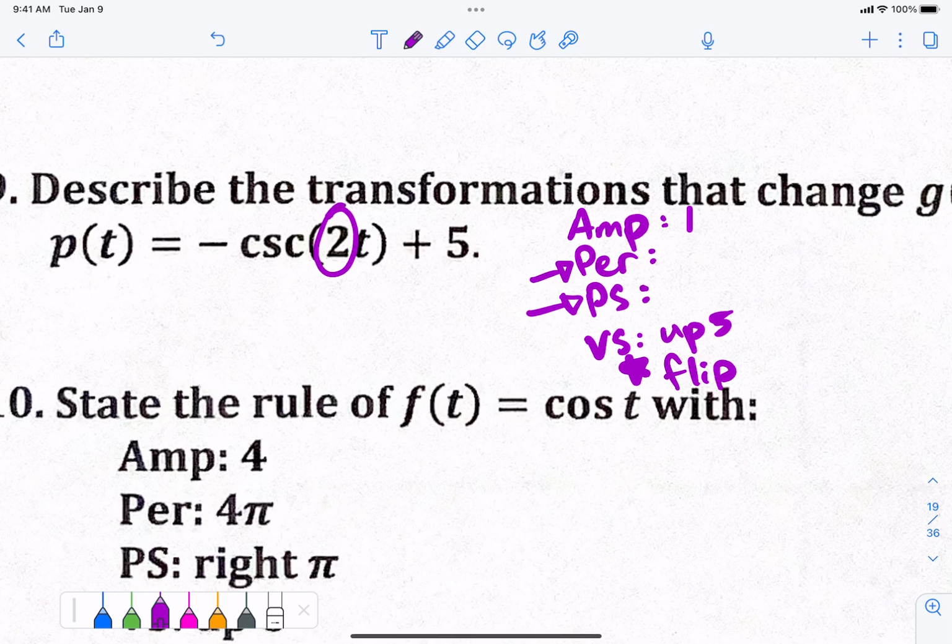So period, we have our B value is 2, right? So I take 2 pi and divide by B. So what's the new period? Pi is the new period. So period is pi now instead. Alright, phase shift. There is none. There's no C value, right? Okay, phase shift, none.